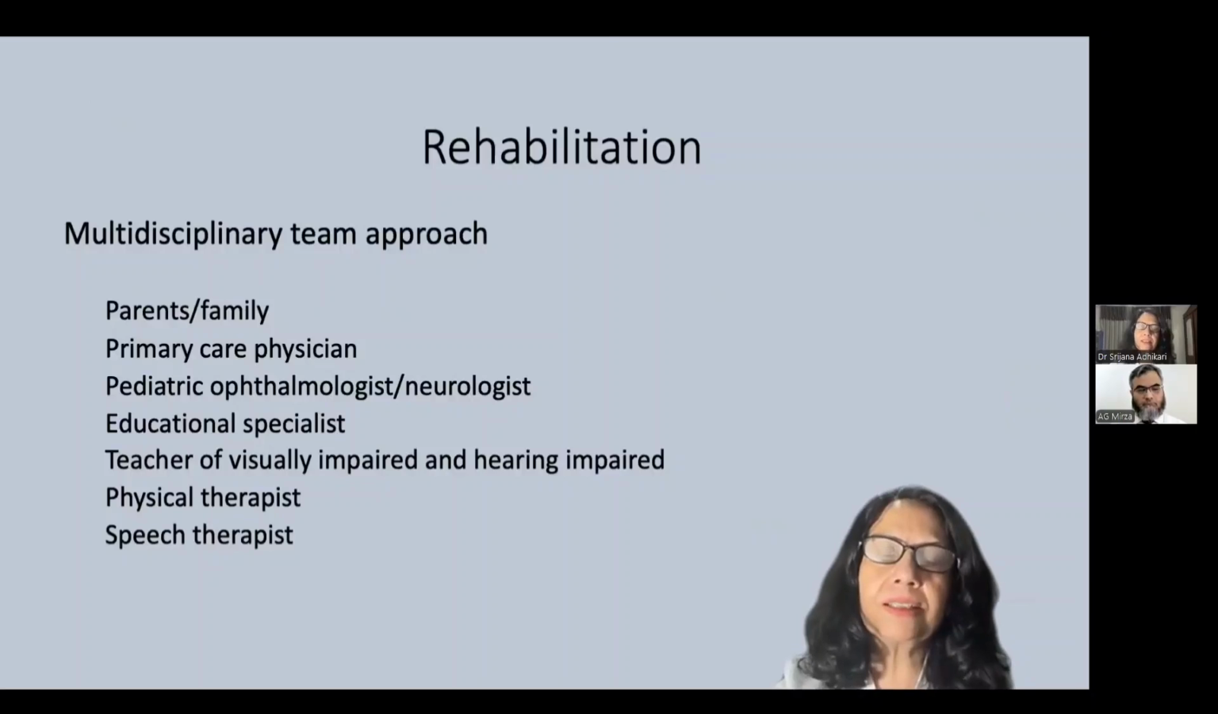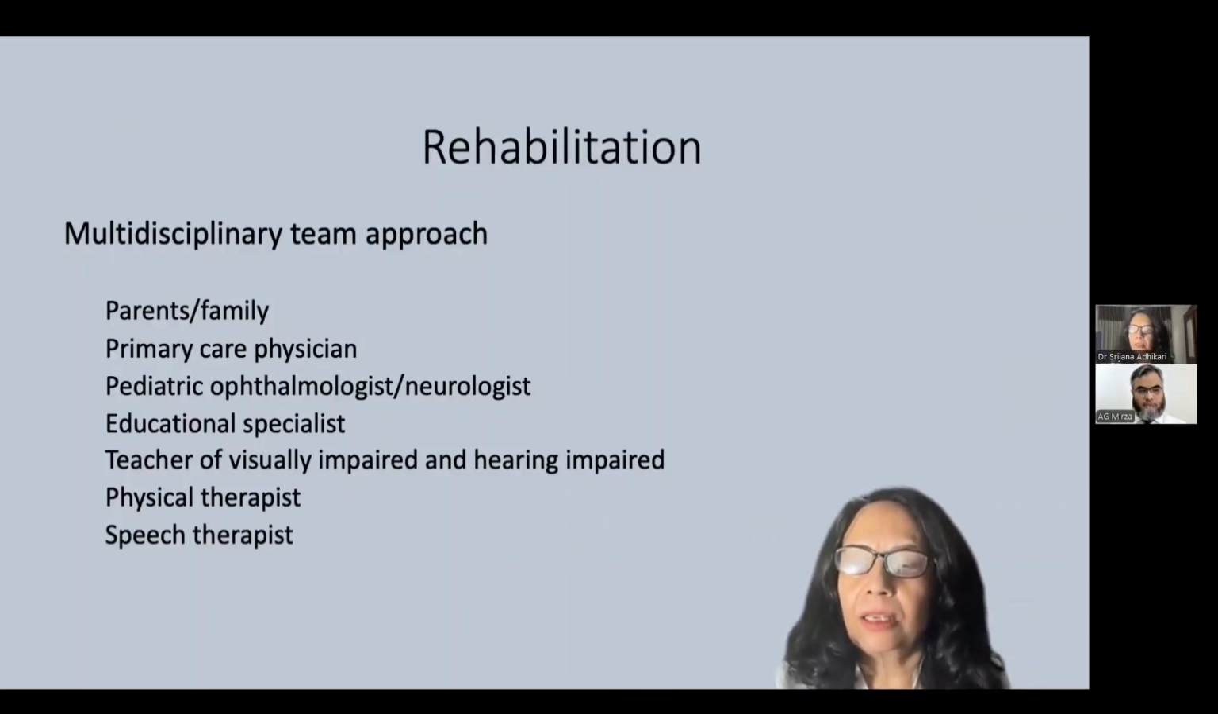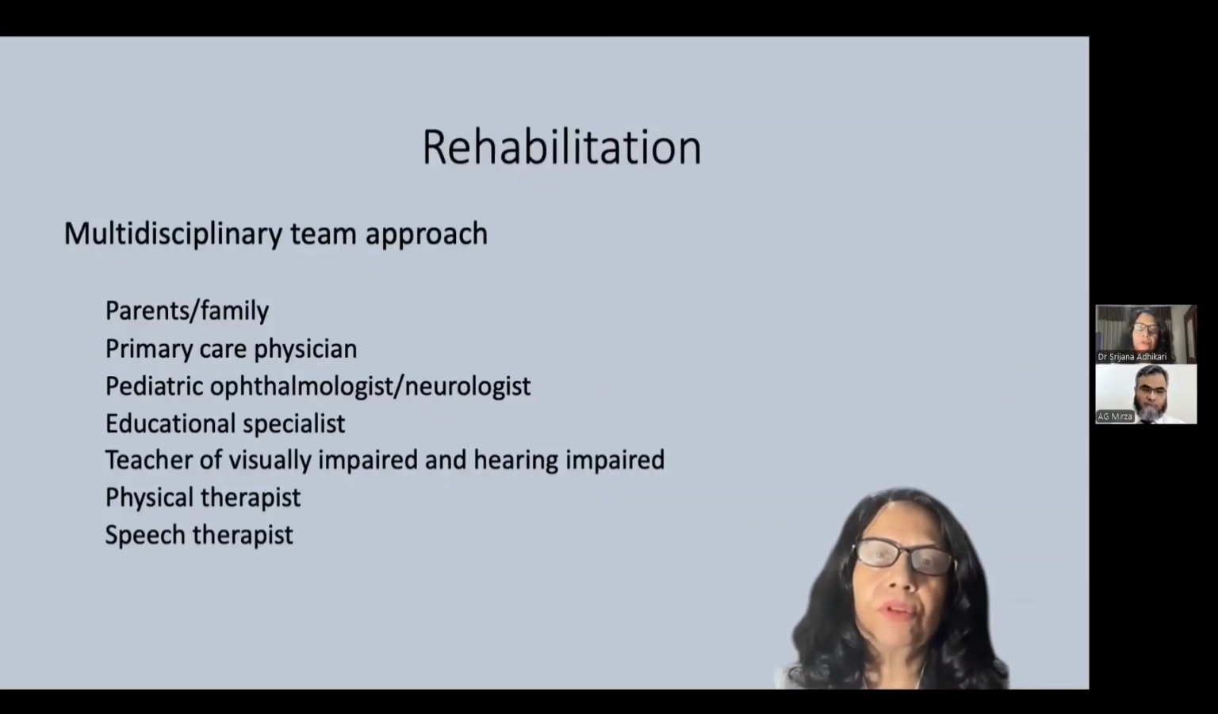Now, after examinations and investigations, whenever we establish the diagnosis of CVI, the next step, one of the most important things in management, is that rehabilitation starts. Rehabilitation of children with CVI is a multidisciplinary approach involving parents, family, primary care physician, pediatric ophthalmologist or neurologist, educational specialist, teachers of visually impaired and hearing impaired children, physical therapist, and speech therapist. The multidisciplinary approach of all these specialists is required.